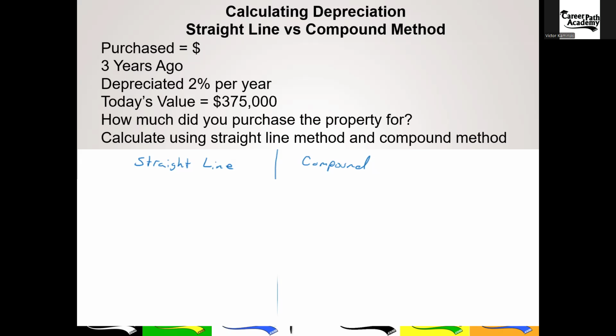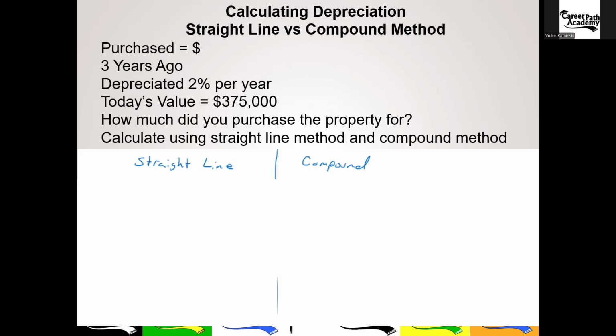You guys working on it or stalled out? I think I got it. Okay, so what's the first step? For the straight line, it's figuring out the percentage, which is 94. So what's the first thing you write down on a piece of paper? 2% times 3 years, and that'll give you the 6%.